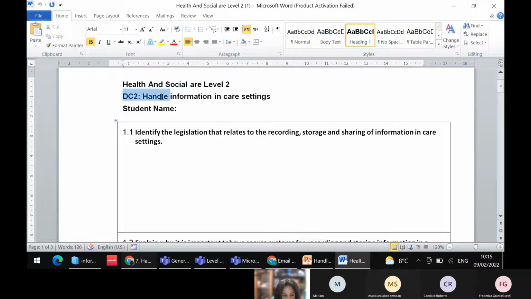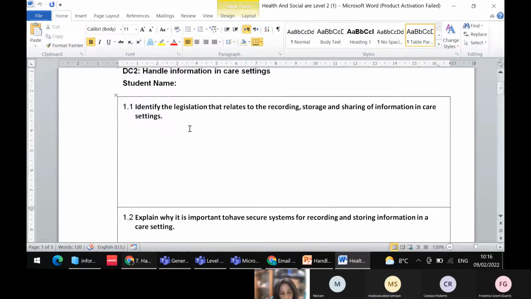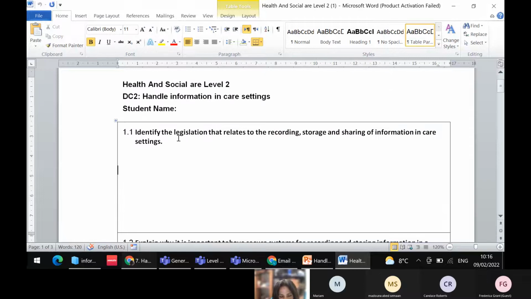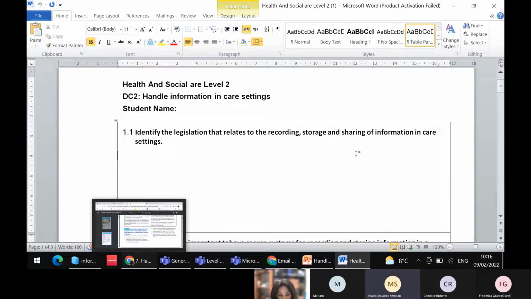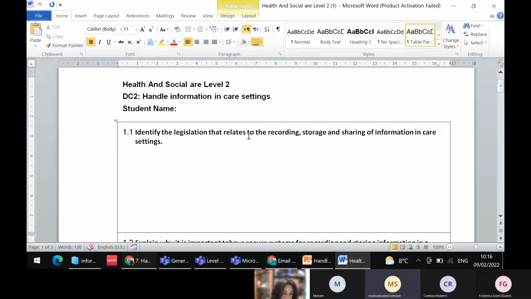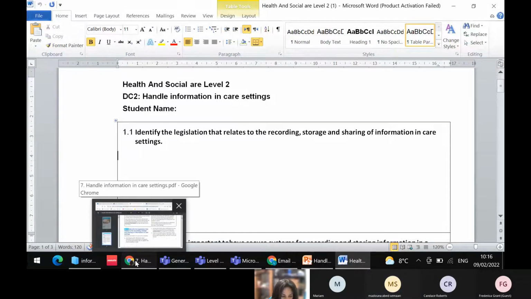So now if we go to answer the questions, Health and Social Care Level 2, as we said, Unit 2, handling information in the care setting. So the first question is: identify the legislation that relates to the recording, storage and sharing of information in the care setting. So can you remember or think of any legislation that relates to recording or storing the information, or even sharing the information?